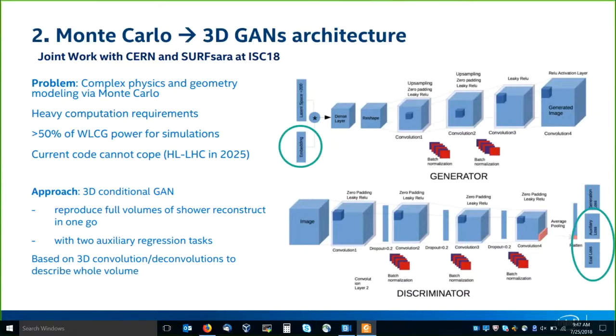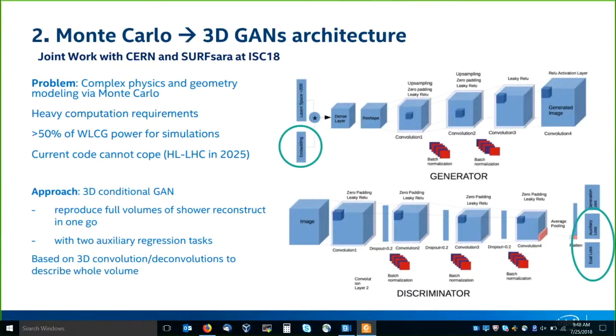So we worked with CERN and SurfSara to develop a 3D generative adversarial network architecture. People have been looking at two dimensions, but as you know, the particles' trajectories through the media require 3D. So we used the simulated data and ran it through 3D GANs, with convolution and deconvolution, to describe that whole volume and what the trajectory of those particles would be.